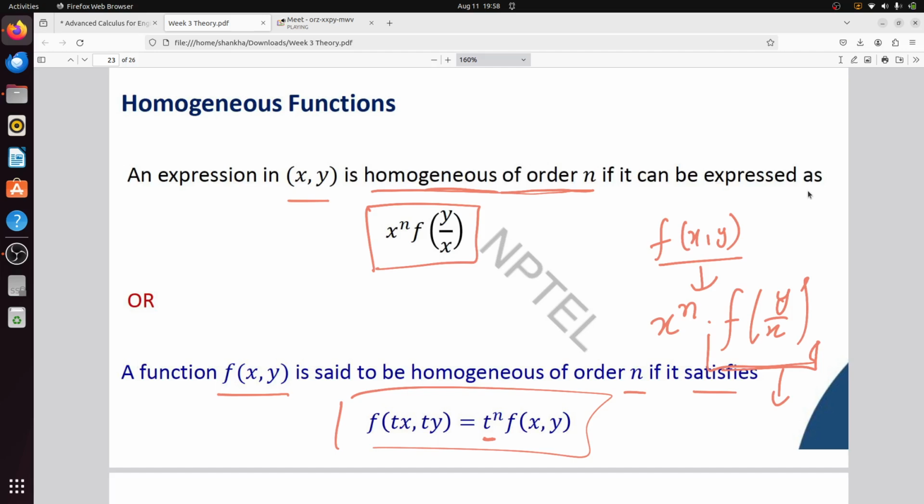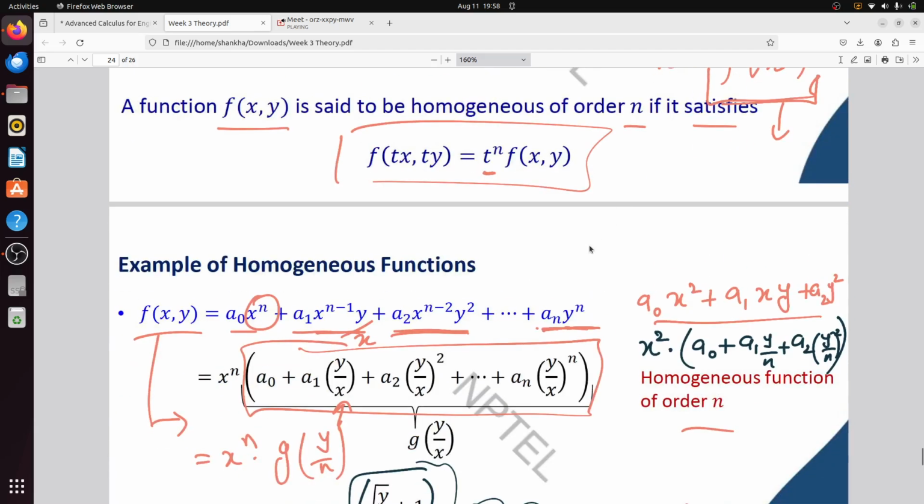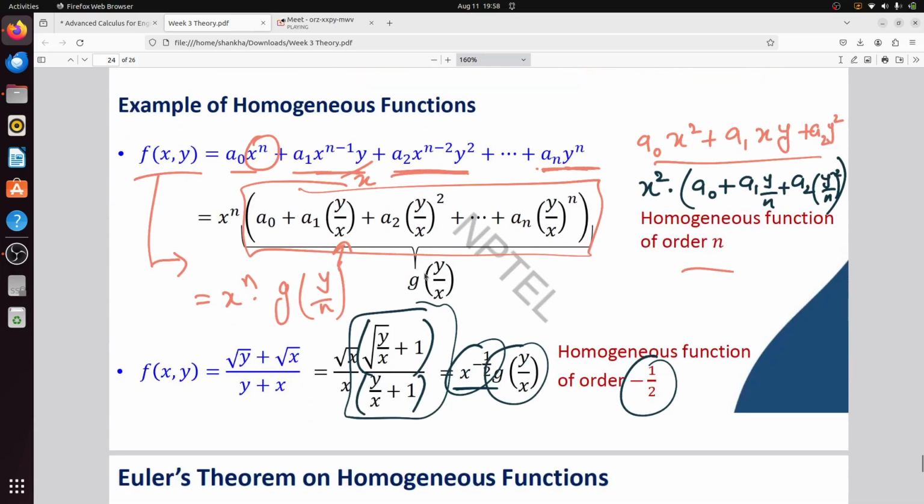Sum of two homogeneous functions is also a homogeneous function, right? Provided it has to be the same order, same degree. x square plus y square is a homogeneous function of degree 2, and x cube plus y cube is a homogeneous function of degree 3. So the function x cube plus y cube plus x square plus y square is not a homogeneous function, so they have to be of the same degree. Am I clear? Yes. So these are examples of homogeneous functions.